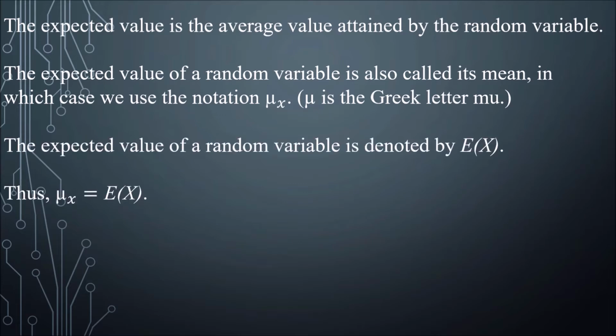The expected value of a random variable is also denoted by E and then the random variable X. Thus, mu of x is equal to E of x.